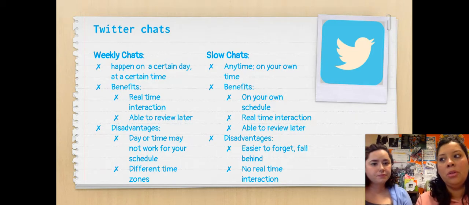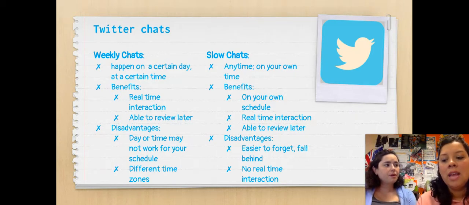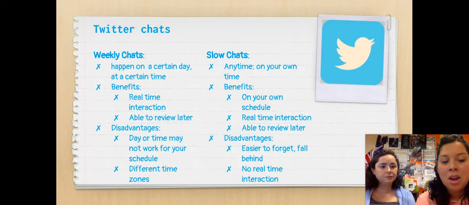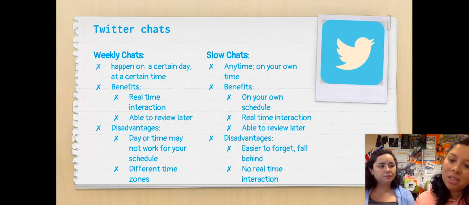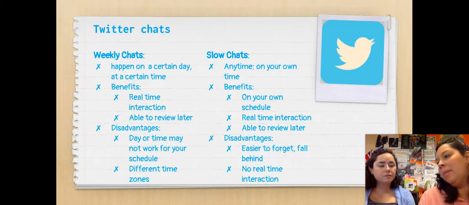I know the weekly EL chats happen on Monday, I believe at 9 o'clock. Mm-hmm. 9 o'clock is when my boys go to bed. So if that's not a struggle, then I can get on there. But if it is, then I can't. But I can always go back and I can look at it later, or I see it pop up in my feed the next day. It's all about the hashtag. Yeah.